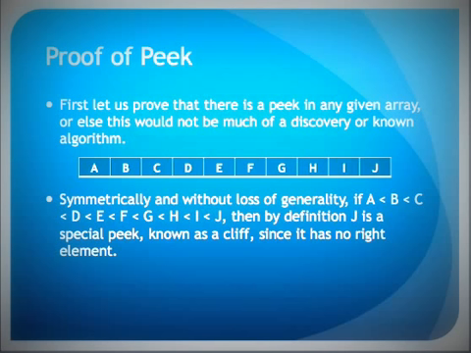Because if you switch any of those inequality signs, for example, you take G. If G is greater than F, and you switch the inequality between G and H, say G is greater than H, then right there G becomes a peak. And that could be, without loss of generality, every element in an array.